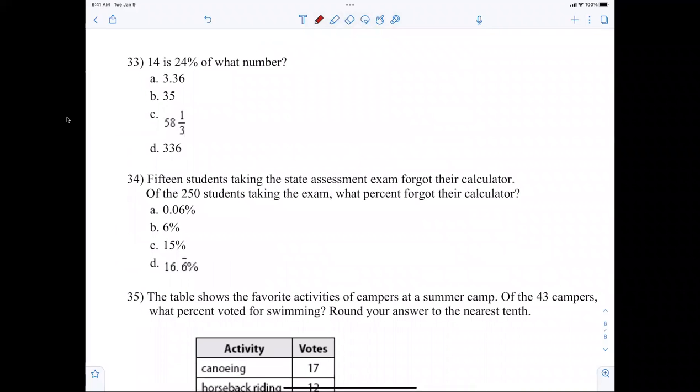All right, 33. We just have 14 equals 0.24 times x. So we just divide by 0.24, divide by 0.24. And so I end up with what? What do we get here? How much? I don't think so. What did you get? Yeah, 58 1/3. Does that seem right?